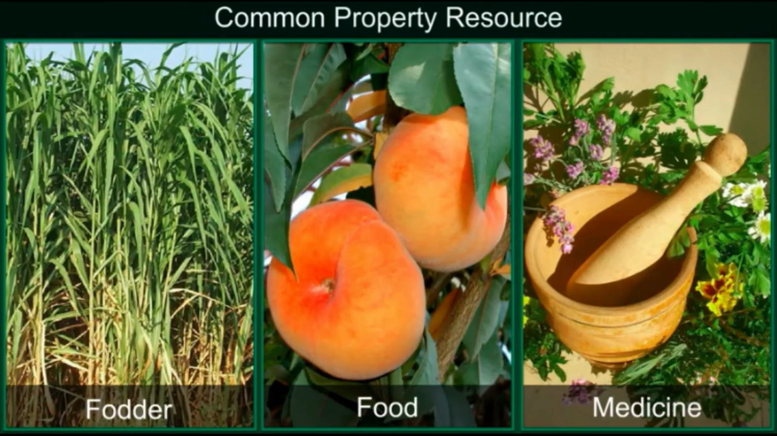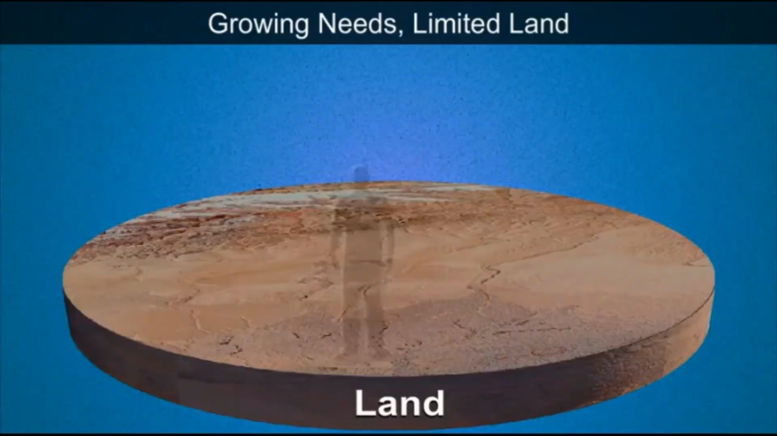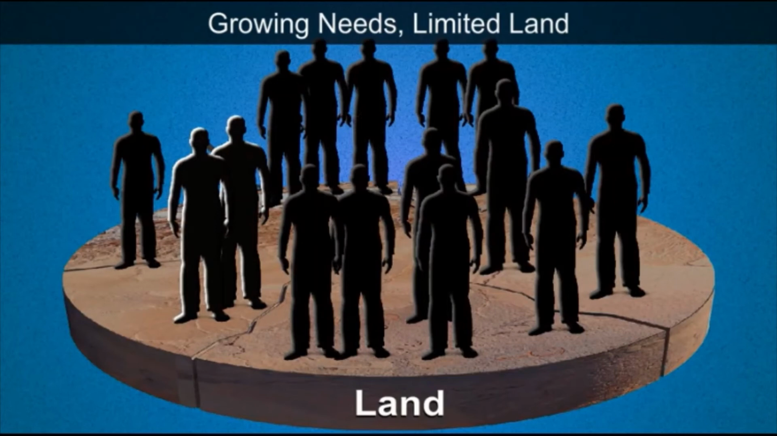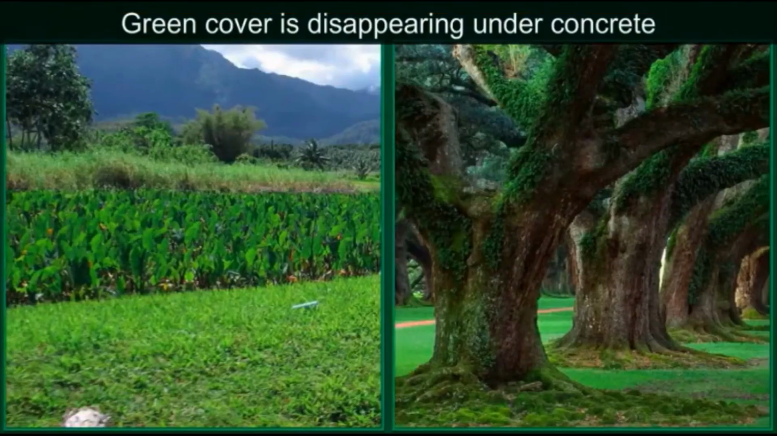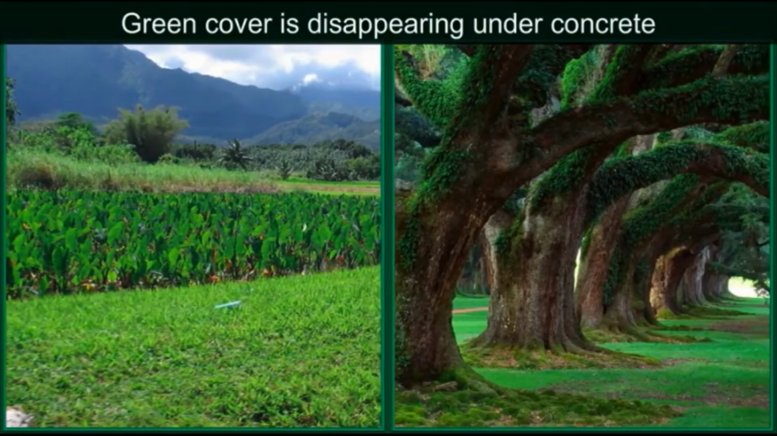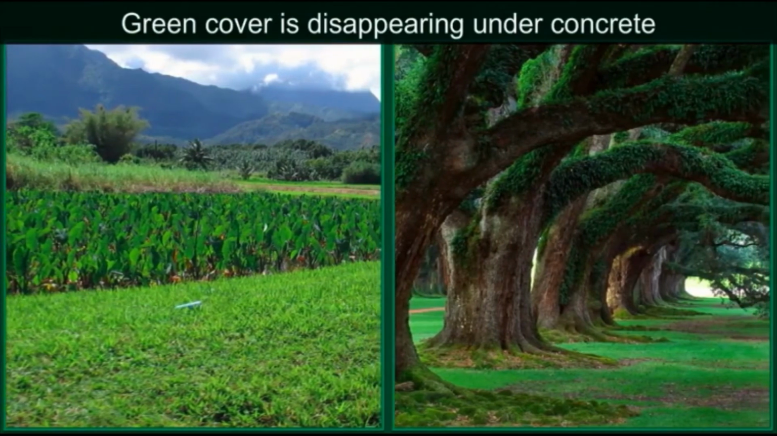Look around and you will see many examples of common property resources. Can you name some? More and more people are settling down on habitable tracts of land. However, land, as we saw earlier, is limited. Have you ever thought of how this strain can impact land we live on? As our society is going through cultural changes, land use patterns are also changing.